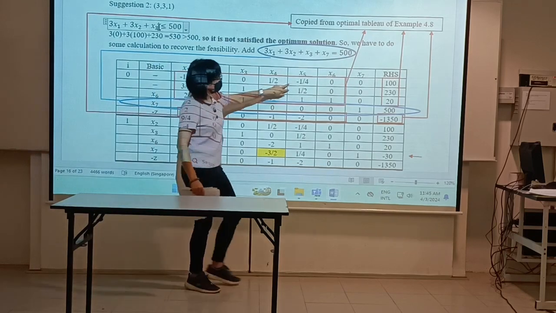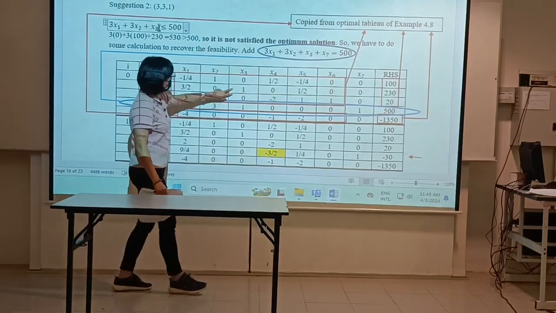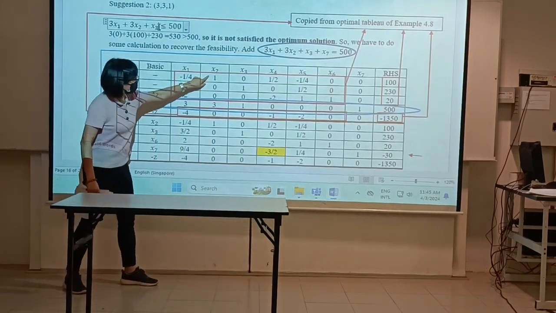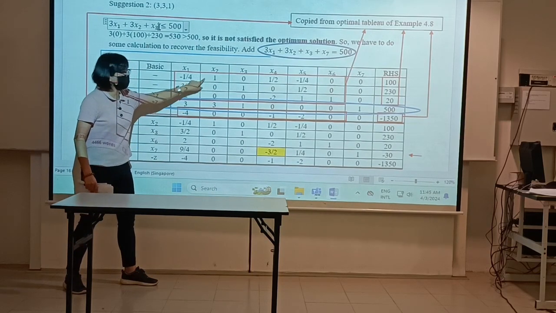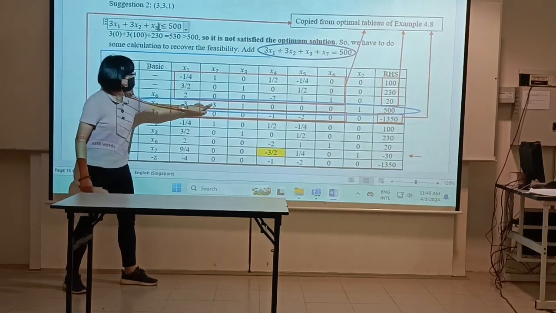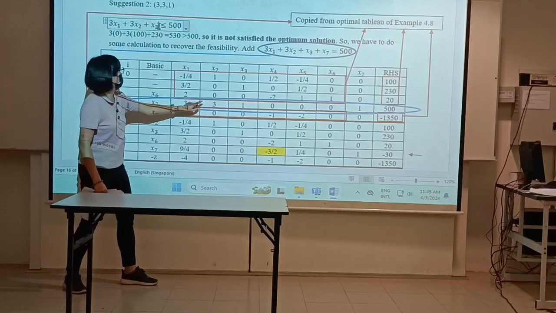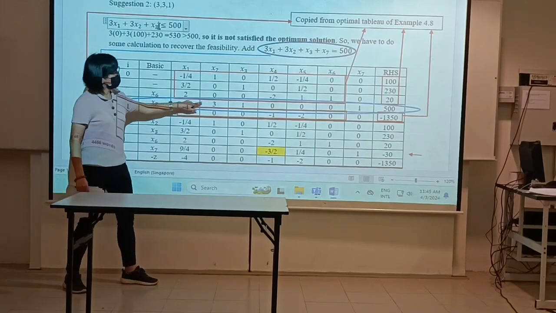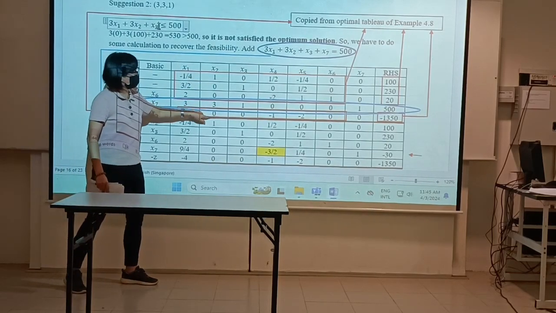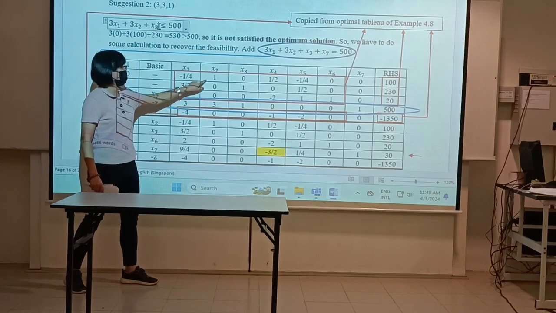See? In the first two rows, why don't we have a basic variable? Supposedly this one will be your identity column. But due to the value of 3, which comes from the new constraint, this one is no longer the identity column. That's why you put the dash here.